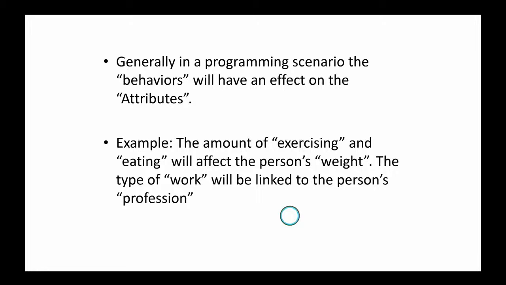As another example, working, or work, was another behavior, and that could be linked to, or could affect, the person's profession. So the type of work you do will be linked to what profession you have. So the point I'm trying to make here is that normally in programming, the behaviors or the actions have some effect on the attributes of the object.